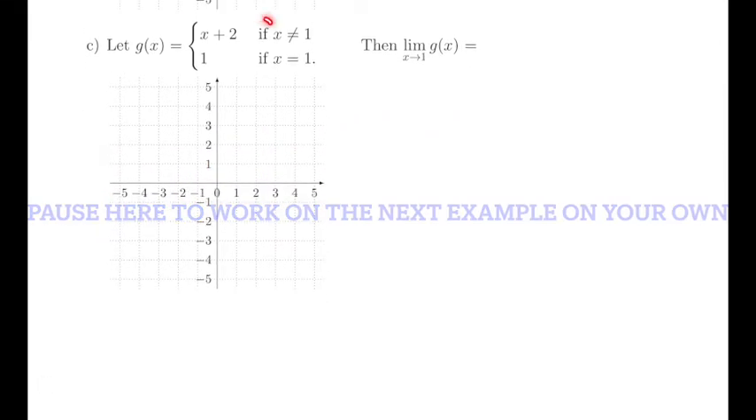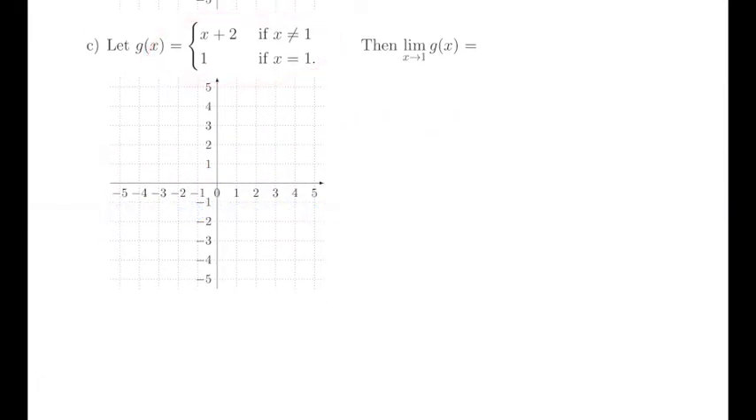All right, let's try another one. Here's another piecewise function. So this one says y is equal to x plus 2 as long as x is not equal to 1. So let's draw that. Y is equal to x plus 2 is a line of slope 1 with y-intercept at 2. So it's going to skip that point, but everywhere else is going to be a line of slope 1.